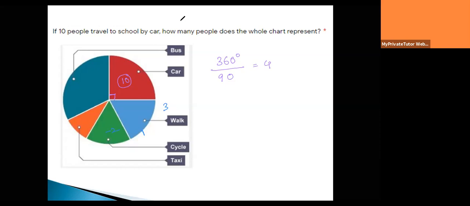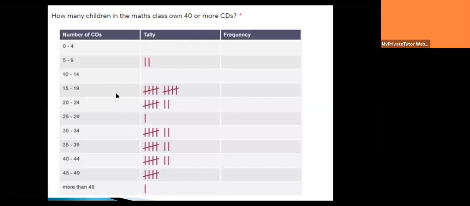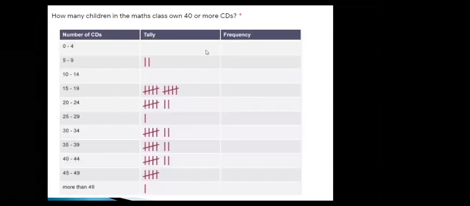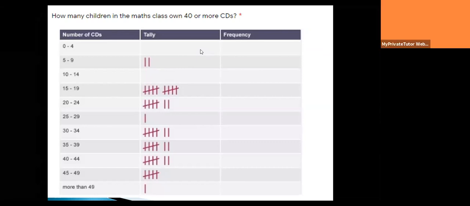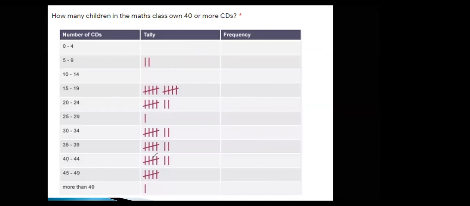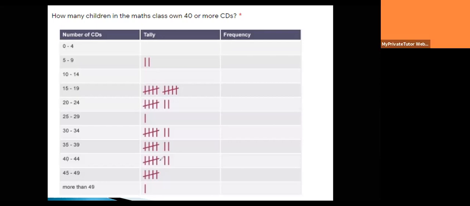I think this is the last question, guys. How many children in the maths class own 40 or more CDs? Either 40 or more, which is 7. 40? Okay, I hope you're right. Wait, look, no, sir, 7, 8, 9, 10, 11, 12, 30. Yes, sir. Okay, what about Anna?